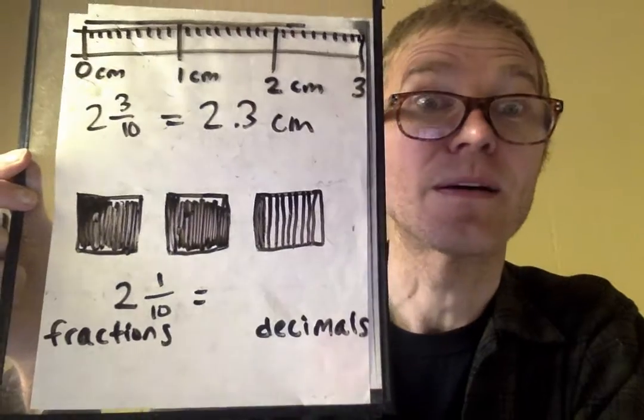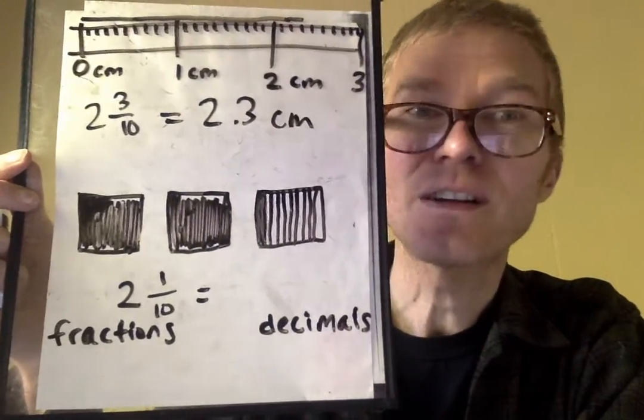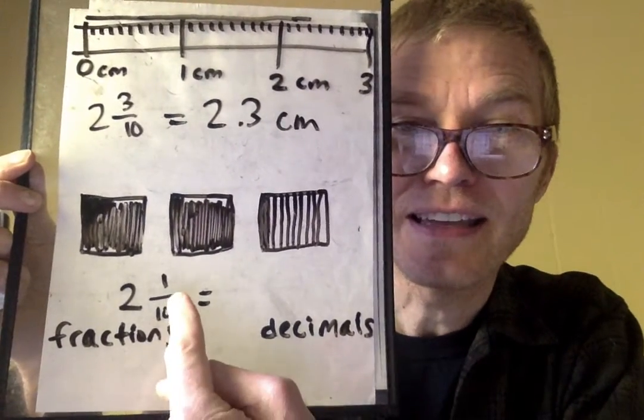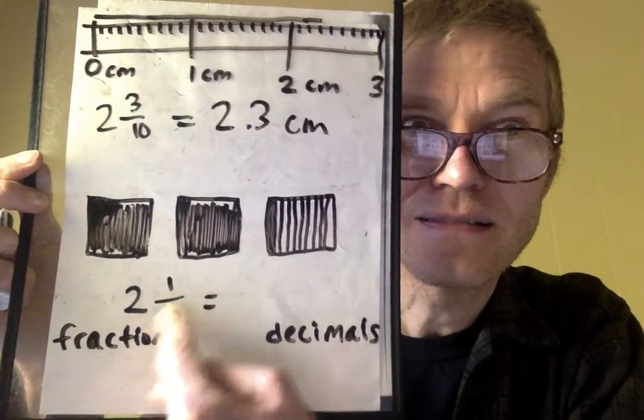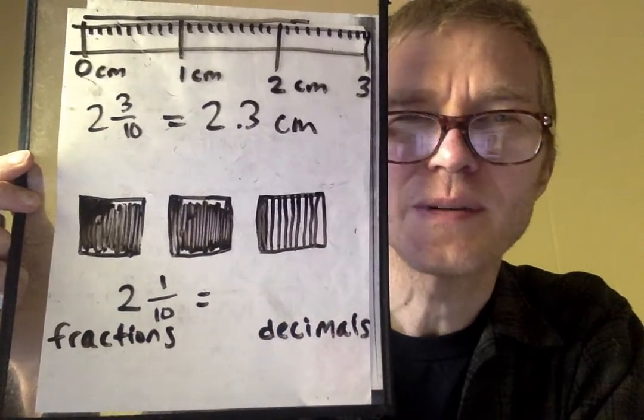I'll give you a sec to think about it. What's going to go in the tenth spot? Hint. 2 and 1/10 is going to be 2 point what?